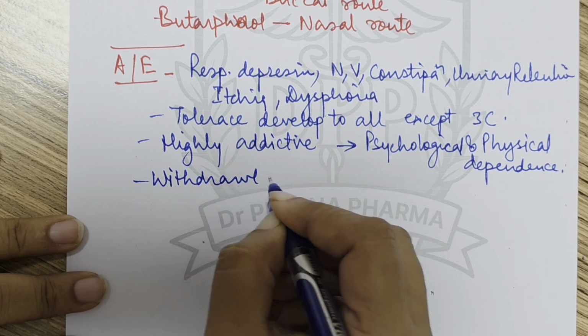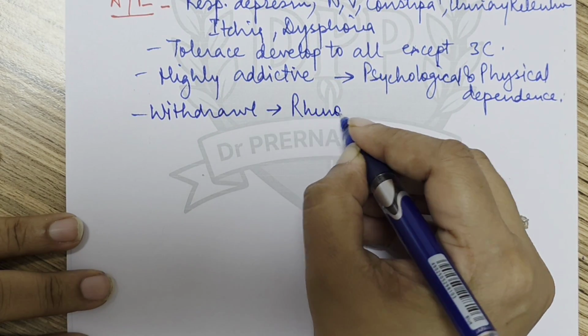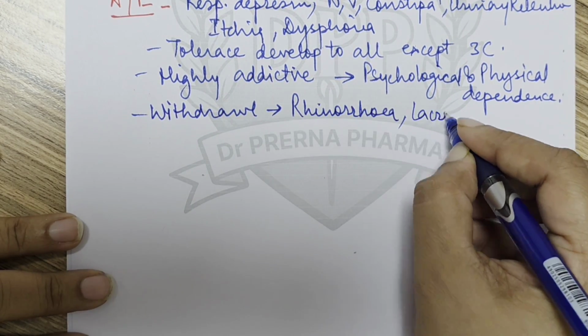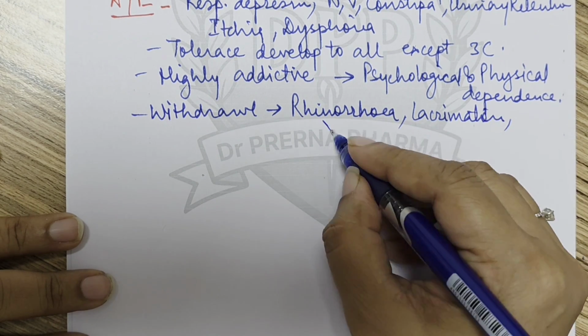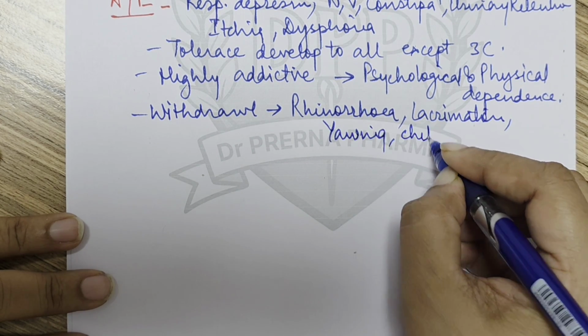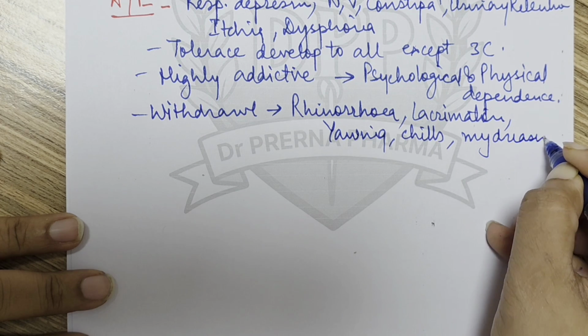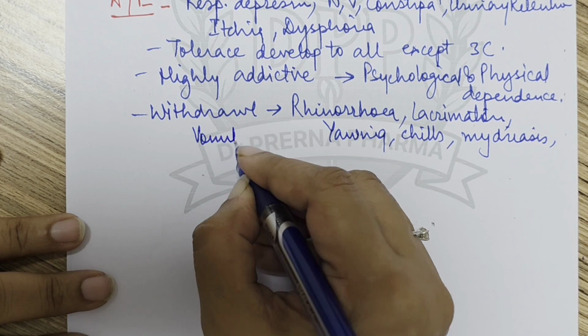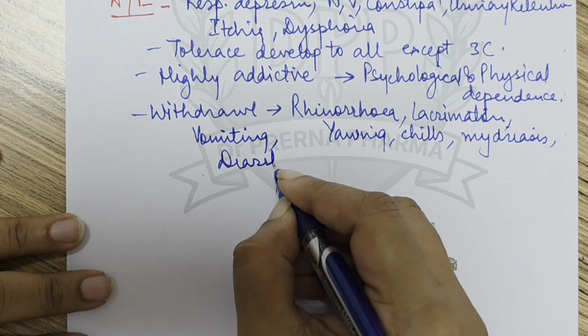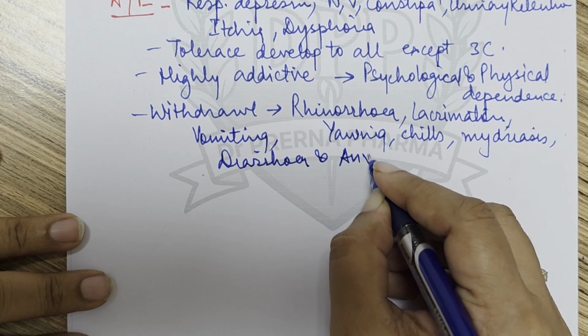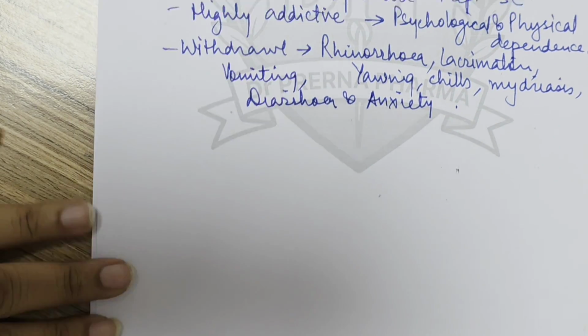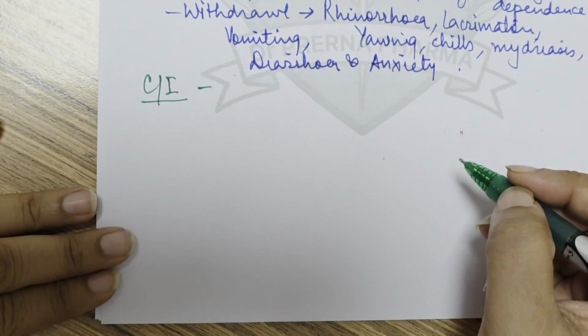Withdrawal symptoms usually present as rhinorrhea, lacrimation, yawning, chills, mydriasis, vomiting, diarrhea, and anxiety. Right? So what are the contraindications to the use of morphine?